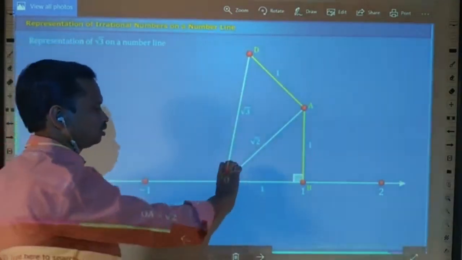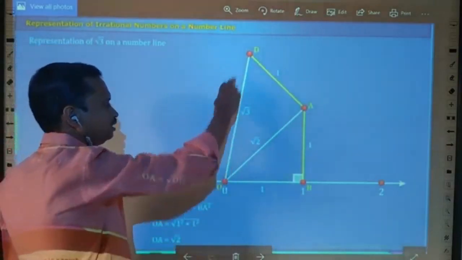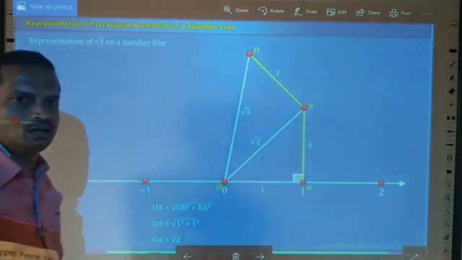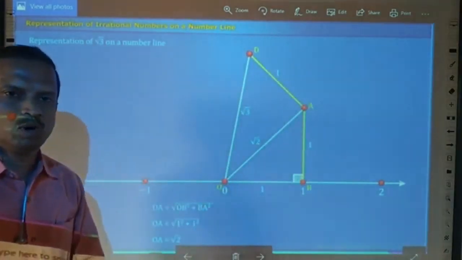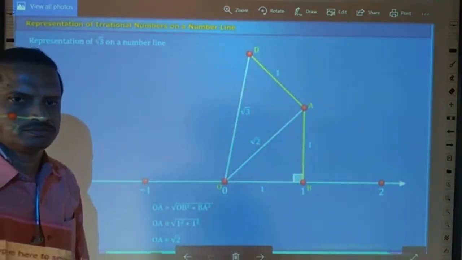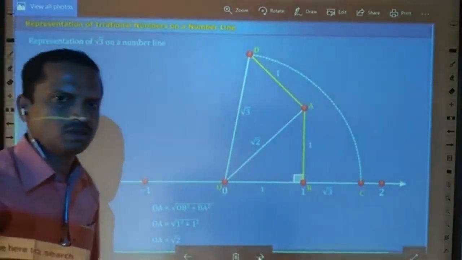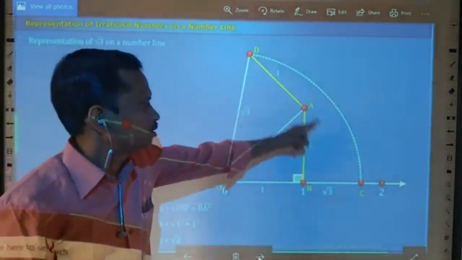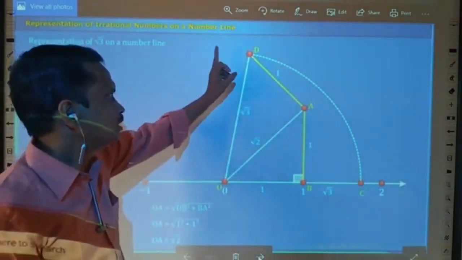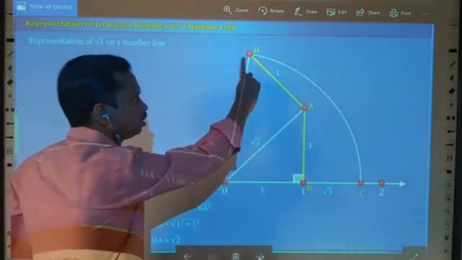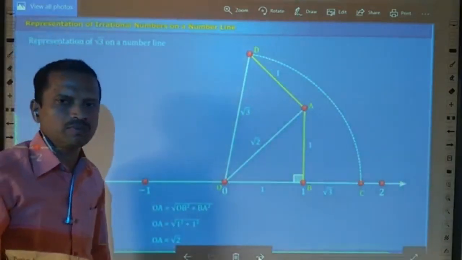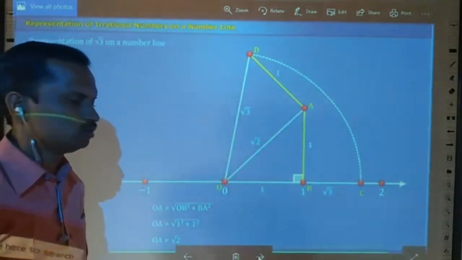And if you draw an arc by keeping the pointer here and radius OD, it will meet the number line at a point which is nothing but the location of root 3. And you see how it is drawn. The arc, with O as center and radius OD, is drawn to meet the number line at C. Now the point C on the number line is the location of root 3.